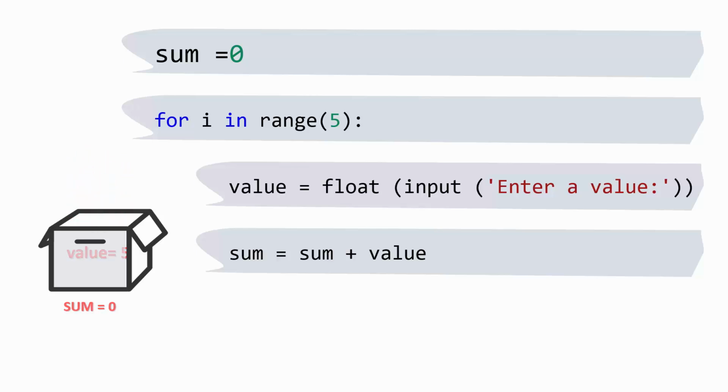The loop will go 5 times. And every time you enter a new value, it will be accumulated, added to sum. Let us say next time you enter 10, sum will be 15. Then you enter 20, sum will be 35, and so on. After the loop, you can print the sum, and you can also divide by 5 to get the average.